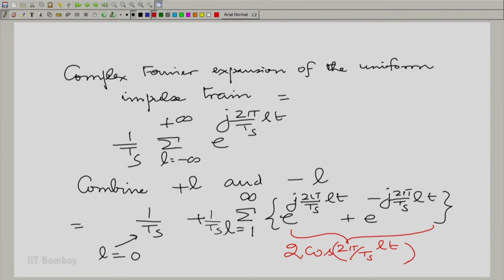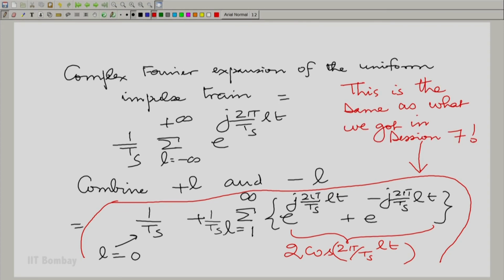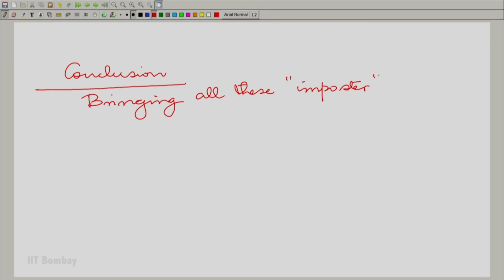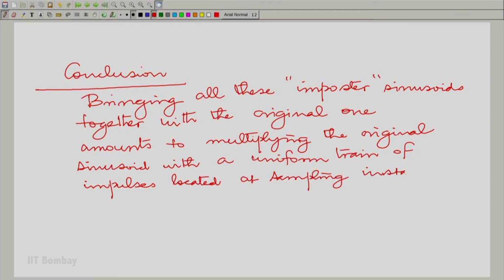It is very interesting. Let us look at this expression again carefully. So, let us mark it prominently. This is the same as what we got in session 7. Recognize it. And what conclusion we draw here, let us write that down also. It is a very important conclusion. Bringing all these imposter sinusoids together with the original one amounts to multiplying the original sinusoid with a uniform train of impulses located at the sampling instants.